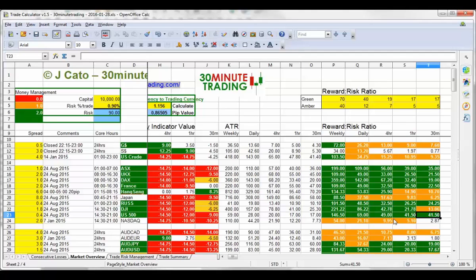Okay, so what you're looking to do is finding assets that actually work for you, and you need to make clear for yourself, for each individual asset, what the spread is and what the average true range is, and therefore what the inherent reward to risk ratio is. You also need to know whether you're trading with the trend or not, because if you trade with the trend, then you're much more likely to make money.